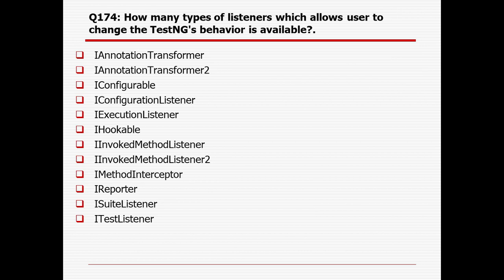How many types of listeners which allow the user to change the TestNG behavior are available? You can see here there are a lot of types of listeners available in TestNG: IAnnotationTransformer, IAnnotationTransformer2, IConfigurationListener, IExecutionListener, IHookable, IInvokedMethodListener, IInvokedMethodListener2, IMethodInterceptor, IReporter, ISuiteListener, and ITestListener. These are the important listeners available in TestNG, which allow the user to change the behavior of TestNG.